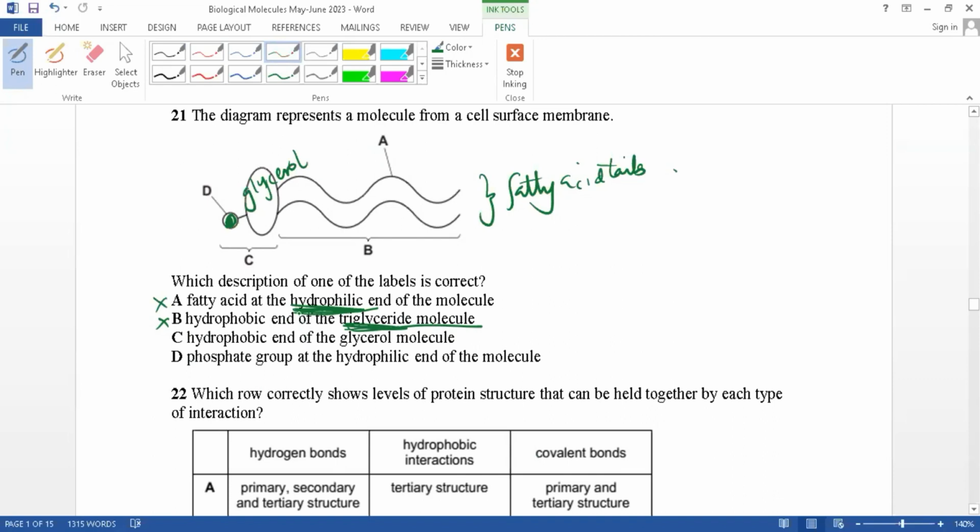Then hydrophobic end of the glycerol molecule. This C is the hydrophobic end? No, it's the hydrophilic end because it has phosphate attached to it. So it's the hydrophilic. That is wrong. And D is the phosphate group at the hydrophilic end of the molecule. That is correct. This is the hydrophilic portion where phosphate is attached.